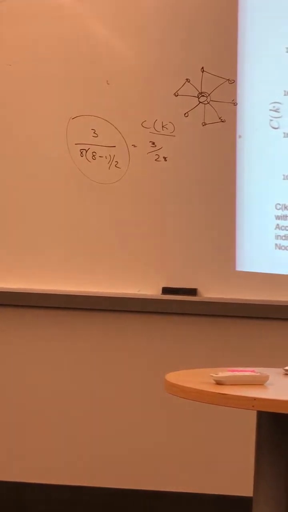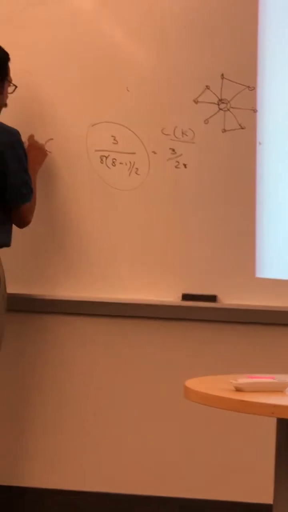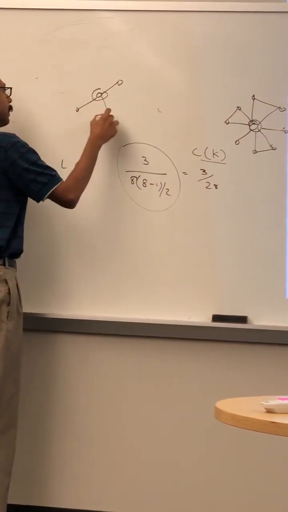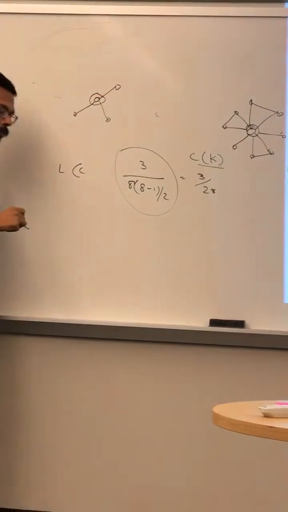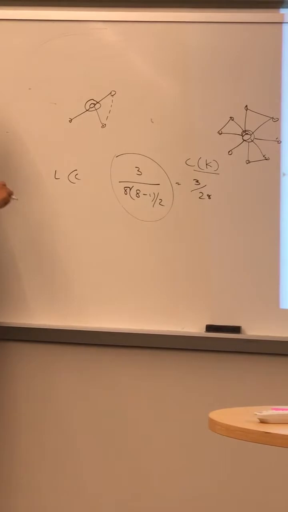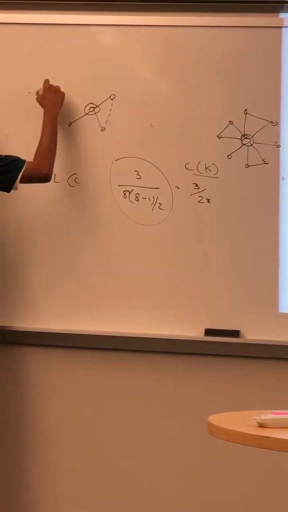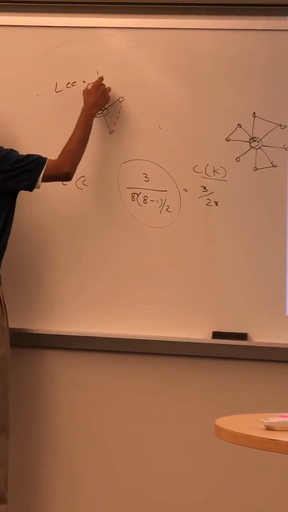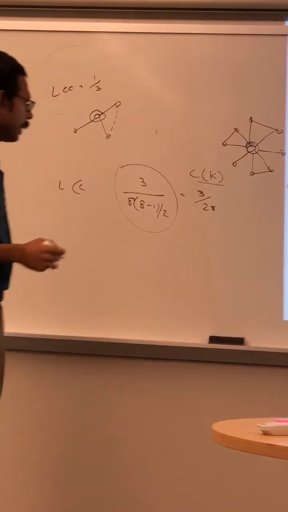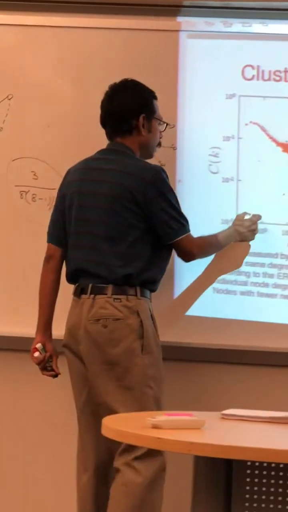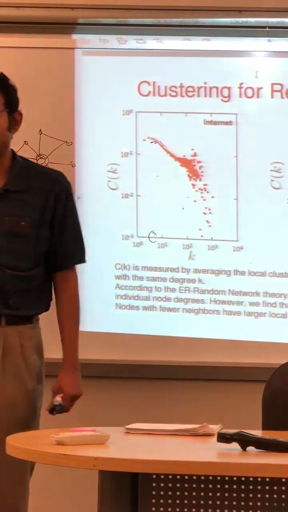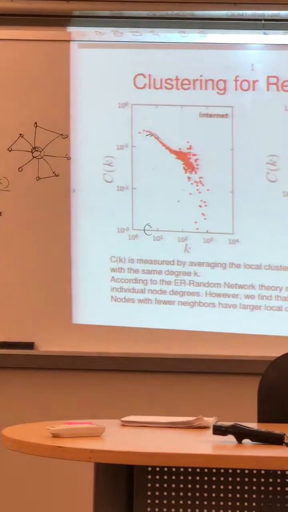On the other hand, if a node has a smaller degree, say for example just 3 neighbors, and even one pair is connected, the clustering coefficient of this node is going to be 1 over 3. So if a node has smaller degree, you expect to have a larger clustering coefficient. So this is for the real world networks.